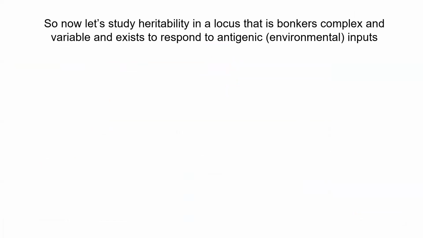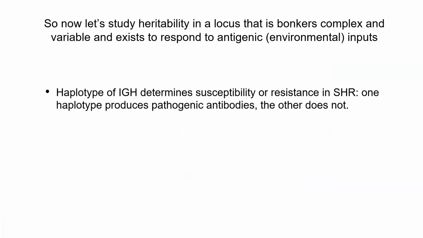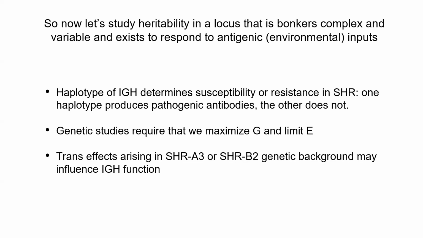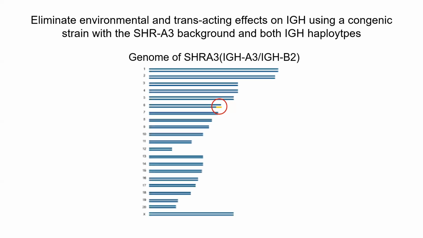So now we want to study heritability in the locus that's crazy complex and variable, and it exists to respond to antigenic input. So we know that the haplotype IgH determines susceptibility to resistance or disease, and one haplotype produces pathogenic antibodies, but the other doesn't. But we have this problem of G versus E because these are supposed to respond to environmental inputs in the form of antigens. And we also know that there are transacting effects that affect immunoglobulin production.